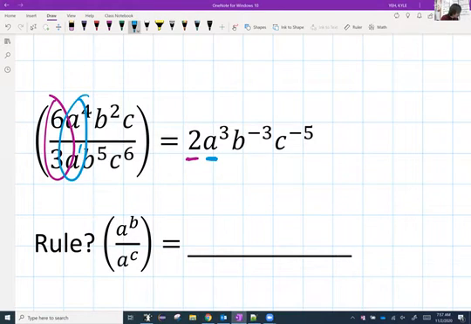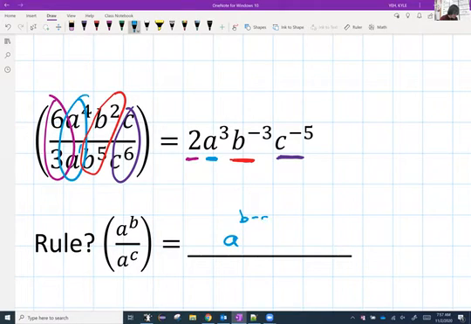B to the negative 3rd comes because we had B squared over B to the 5th. B to the 2 minus 5 is B to the negative 3rd. And then a similar story here with C over C to the 6th. C to the 1st on top, C to the 6th on bottom, 1 minus 6 is negative 5. So when we are dividing expressions with exponents that have the same base, the exponents, it's top minus bottom. A to the B over A to the C is equal to A to the B minus Cth power.